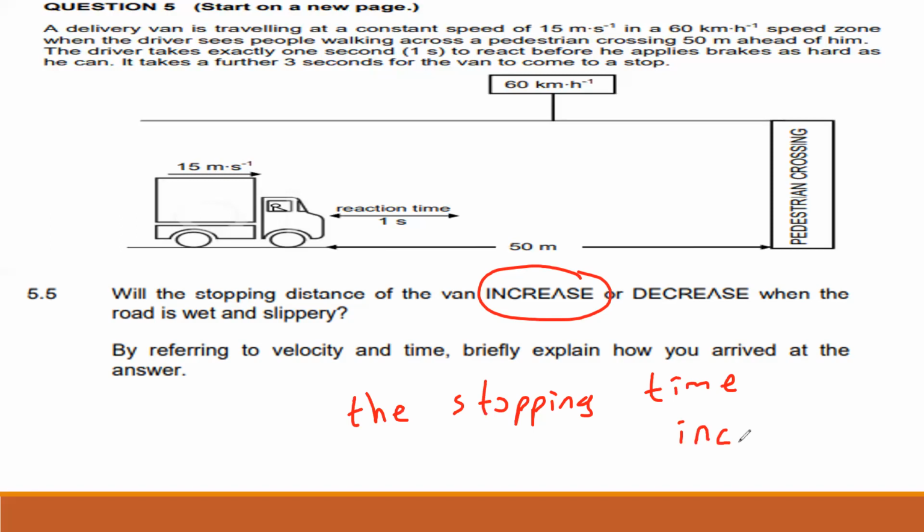Stopping time increases. So just think about a slippery road, people. Of course, stopping distance will increase. Why? Just think about that. You are walking on the road, or you are on ice. So what's going to happen? Of course, it's difficult to stop on ice. Stopping distance and stopping time increase. That's it. So let's continue with the next question.